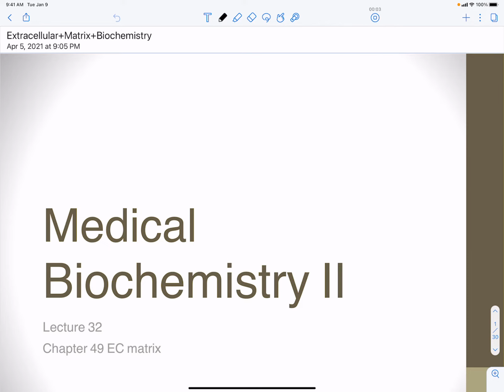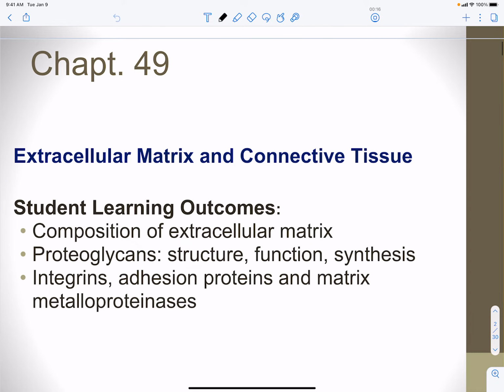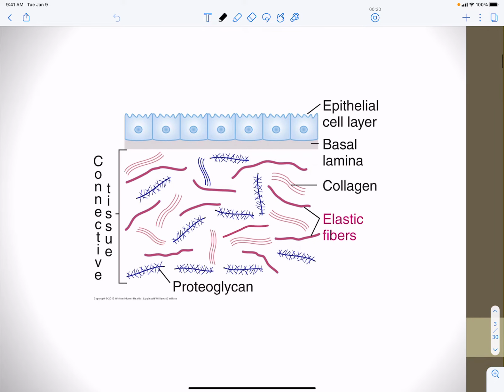Okay, so our next lecture is going to be on our extracellular matrix. Our extracellular matrix, of course, is going to be very important. So we're going to talk about the different components and how they work together to provide extracellular matrix functions.